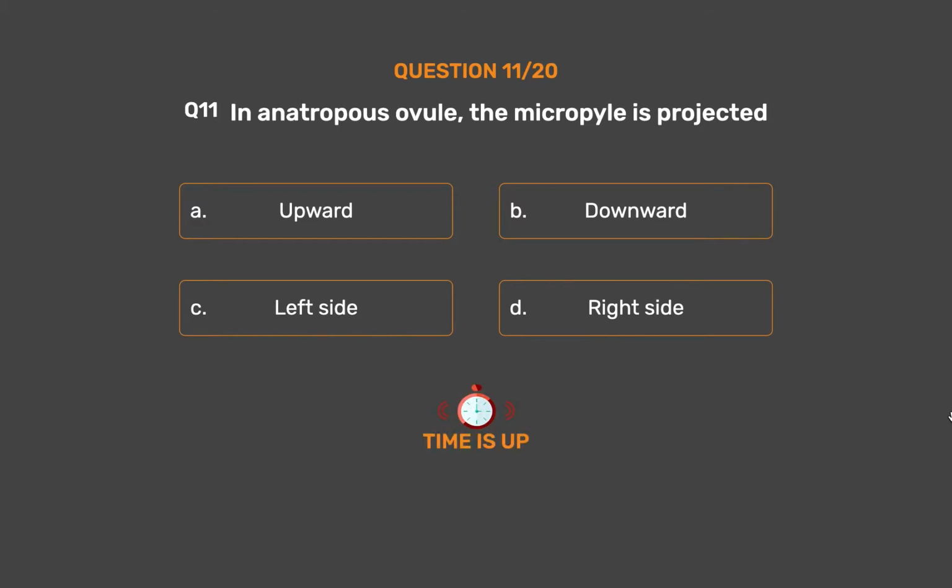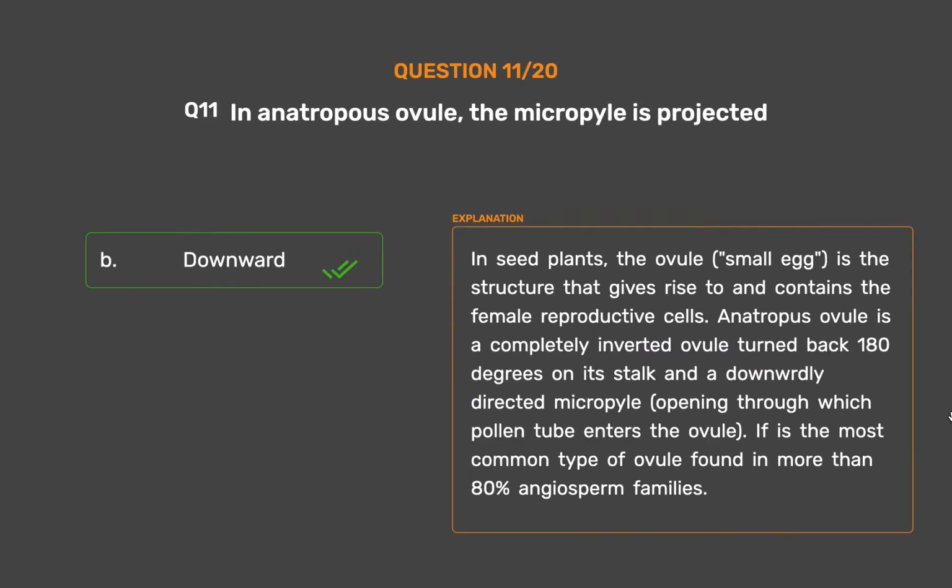The correct answer is Option B. Downward. In seed plants, the ovule, small egg, is the structure that gives rise to and contains the female reproductive cells. An anatropous ovule is a completely inverted ovule turned back 180 degrees on its stalk and a downwardly directed micropyle, opening through which pollen tube enters the ovule. It is the most common type of ovule found in more than 80% angiosperm families.